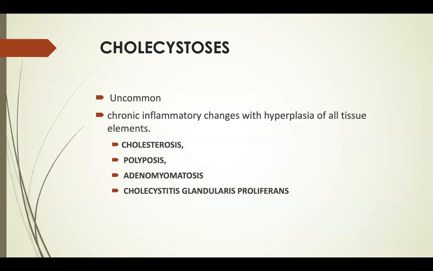So we're coming to other indications of cholecystectomy. So far you have understood two indications of cholecystectomy. One is cholecystitis, and second is cholelithiasis, especially symptomatic cholelithiasis. Now, cholecystosis is a group of conditions in which there is chronic inflammation with hyperplasia of all layers of the gallbladder. These conditions are cholesterosis, polyposis, adenomatosis, and cholecystitis glandularis, proliferative conditions of the gallbladder. We'll discuss briefly one by one.